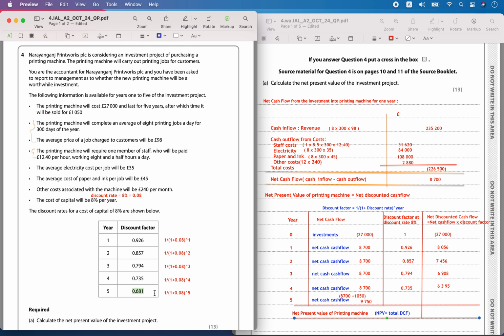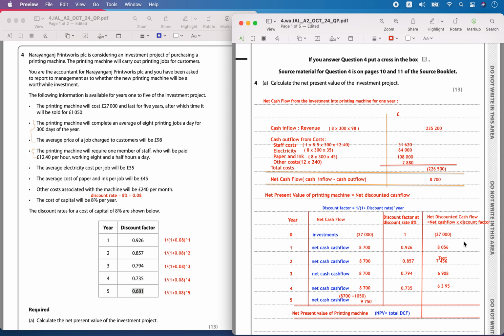And the discount factor for that year will be 0.681. So when you multiply, its value is going to be 6640.